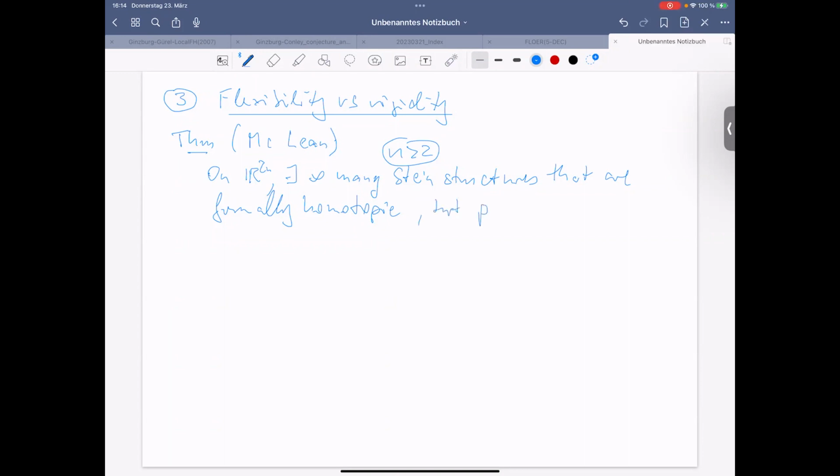that are pairwise not Stein homotopic, where Stein homotopic means that they're homotopic through Stein structures. Now you have to be a little bit careful because the manifold is not compact, so you need to carefully define what a homotopy of Stein structures means. You want to prevent critical points from running away to infinity during that homotopy.